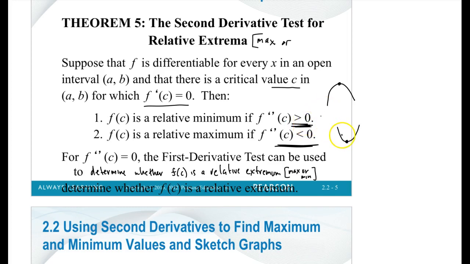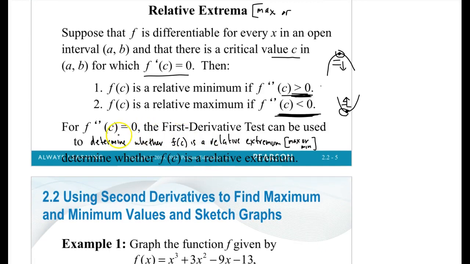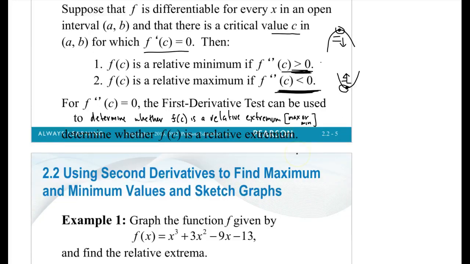It depends on the concavity. So you see how this is concave up, it holds water. We have a minimum, second derivative greater than 0. Here it's concave down. We have a maximum when it's concave down, which is when the second derivative is negative, and a minimum when it's concave up, which is when the second derivative is positive. For f double prime of c equal to 0, the first derivative test can be used to determine whether we have a relative min or max, which we learned in 2.1.